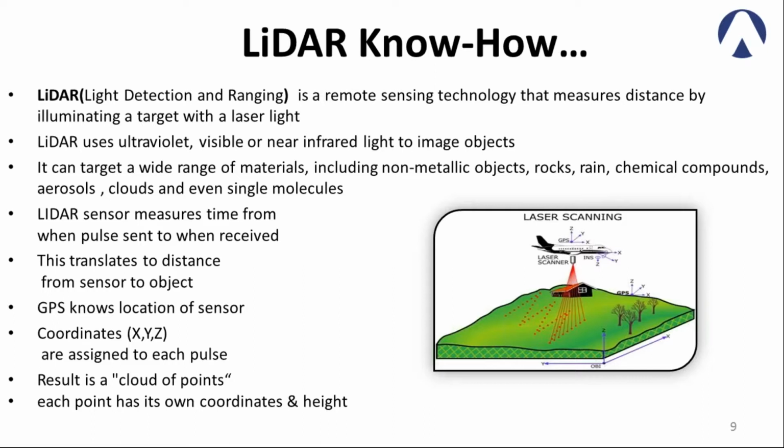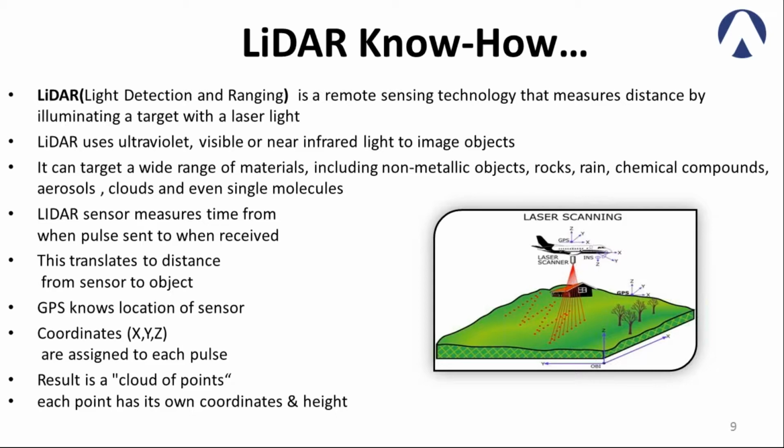LIDAR know-how. LIDAR is a light detection and ranging application, a remote sensing technology that measures distance by illuminating a target with a laser light. LIDAR uses ultraviolet, visible or near infrared light to image objects. It can target a wide range of materials including non-metallic objects, rocks, rain, chemical compounds, aerosols, clouds, and even single molecules. LIDAR sensor measures time from when the pulse is sent to when it is received.